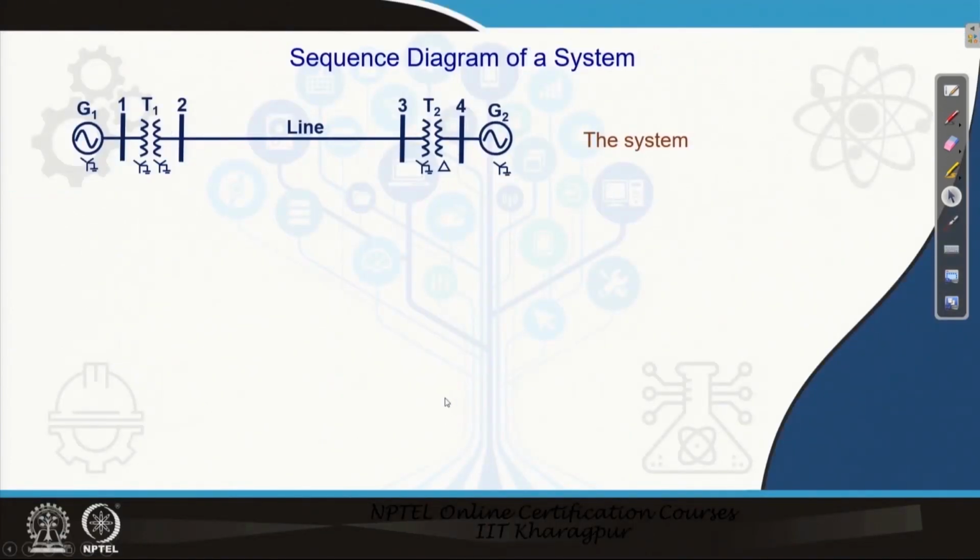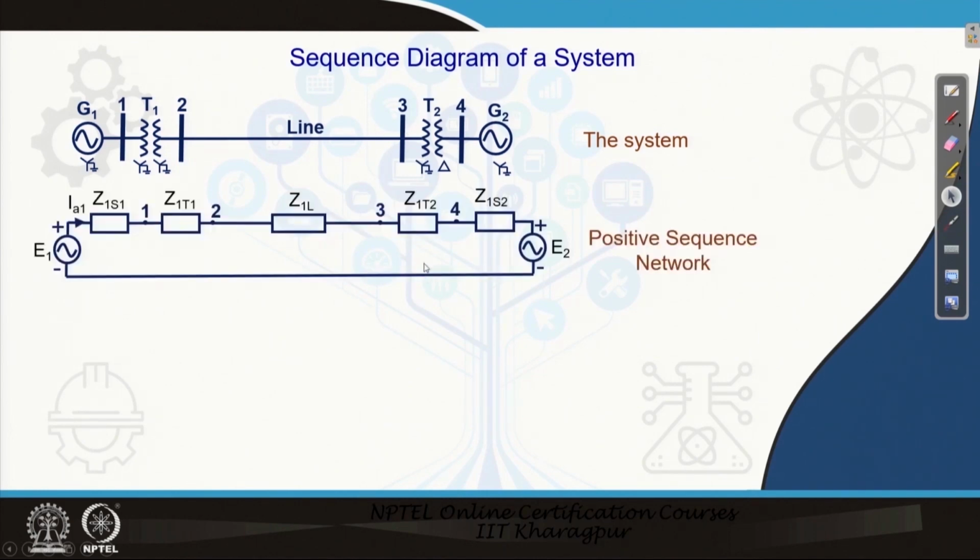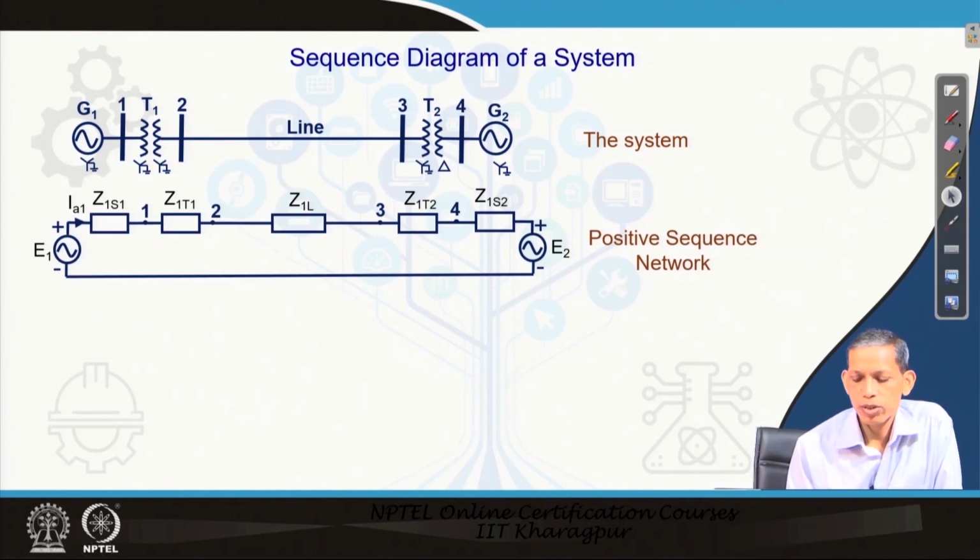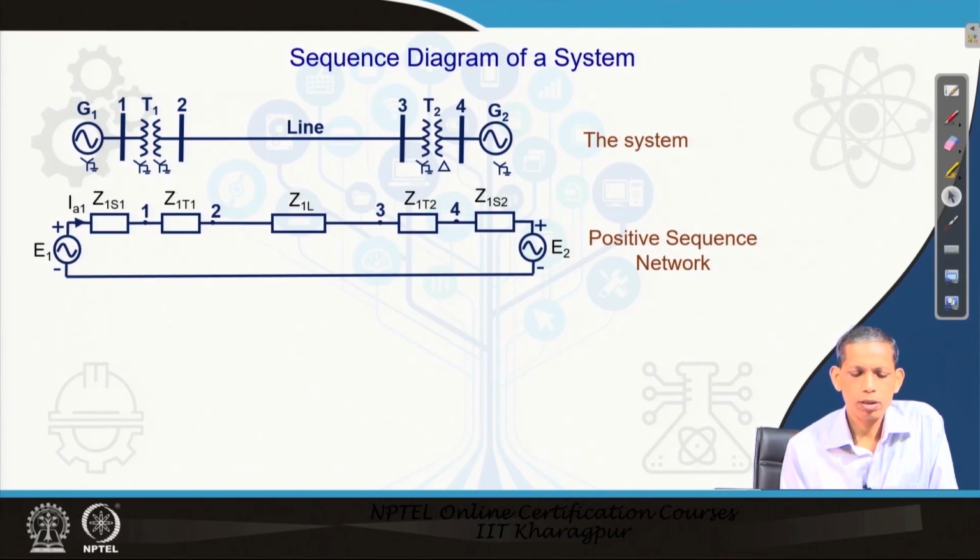Let us consider a system like this, as we have seen earlier also: two sources connected by a transmission line through transformers. So, this is the system available to us. Now, as we have already seen, we will first draw the different sequence diagrams for the system, which will be useful for the fault analysis.